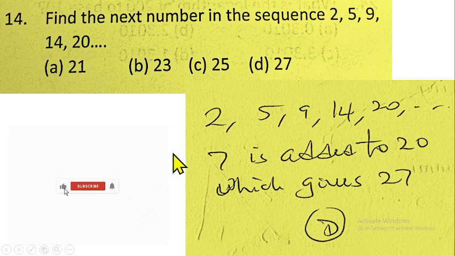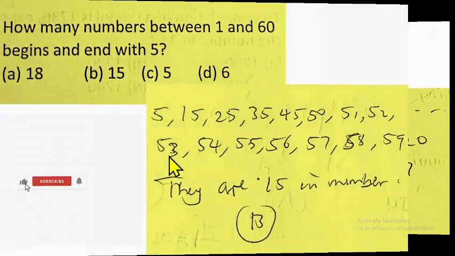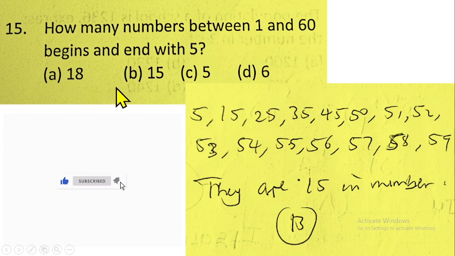Question number 15 now is what we're about to see now. And in question number 15, there's a slight error in the question. So how many numbers between 1 and 60 begin and end with 5? None of the options here is correct, because the numbers that begin and end with 5 between 1 and 60 are 5 and 55, nothing more.